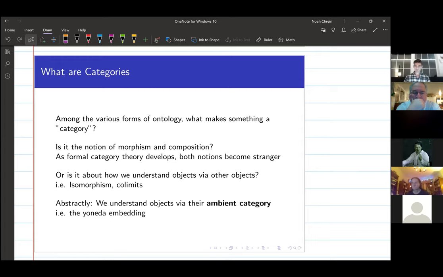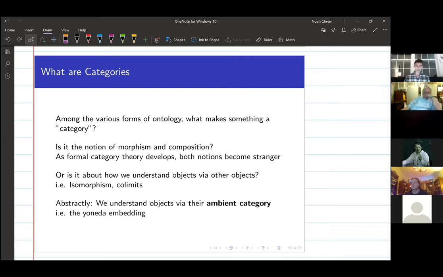So one way to think about this in terms of a category is of isomorphism. I understand one space not because I actually know anything about that space, but because I know a space that's isomorphic to it. Or I have maybe some very complex object and I want to break it down into simpler objects. And then I look at those simple objects, I take the colimit, and I get back that original object. And I can understand something about that original object by breaking it down and taking the colimit.